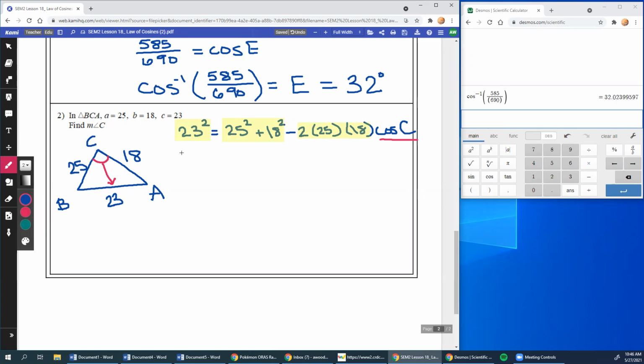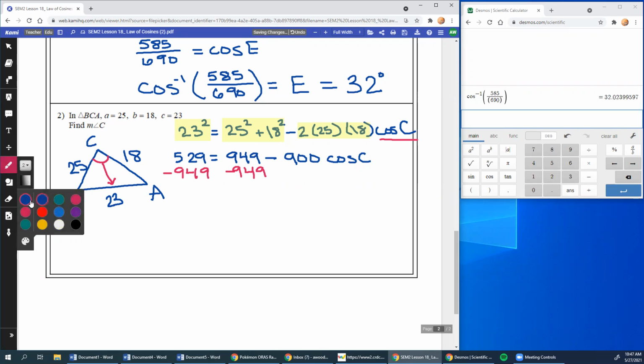All right, so I have 529 is equal to 949 minus 900 cosine of C. So we're going to subtract 949 from both sides. And we get negative 420 is equal to negative 900 cosine C.